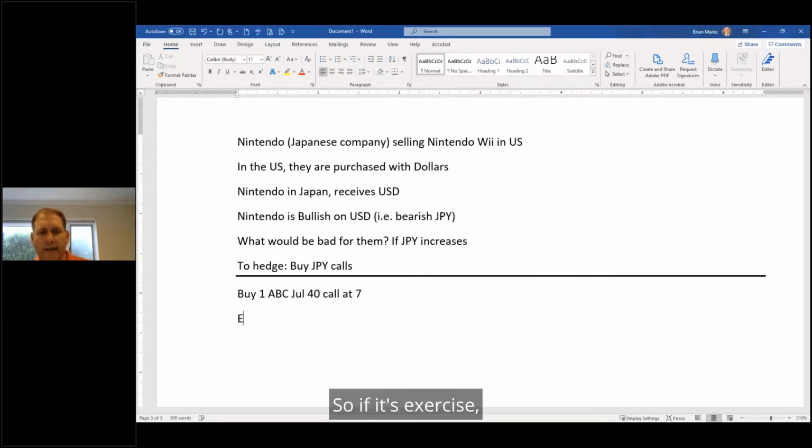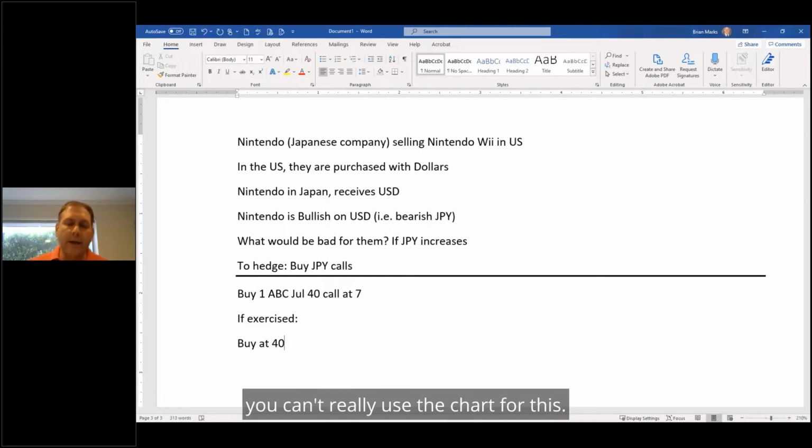All right. So if it's exercised, what am I doing at the strike price here? If you exercise a call, I buy the call. I buy at 40. You can't really use the chart for this. I buy the stock for 40. What else did I pay?